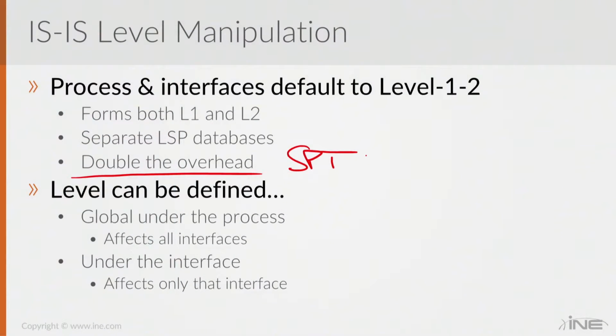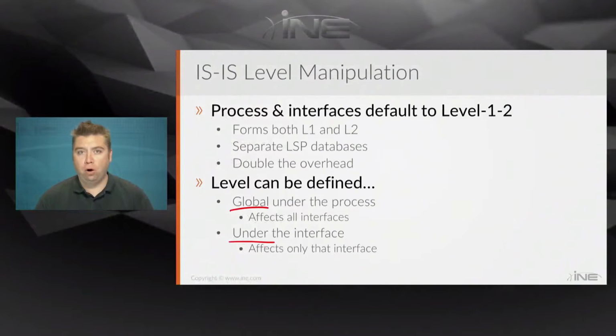So in terms of basic optimizations of ISIS, this is one of the first things that you would want to do: you typically want to define the level either globally under the process or at the individual link level. Now, the reason you have the options for both of them depends on whether you are an L2 only router, an L1 only router, or a border router, a level 1, level 2 router.